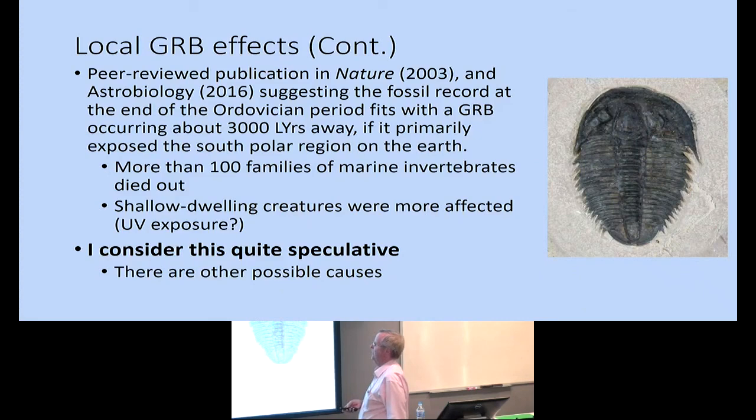In fact, there's a couple papers, one in Nature in 2003, one in Astrobiology in 2016, suggesting the Ordovician period, 450 million years ago, fits with the gamma ray burst occurring 3,000 light years away if it primarily exposed the South Polar region. There were quite a few different species that were wiped out. I say it's very speculative. That's not the only reason they could have been damaged.